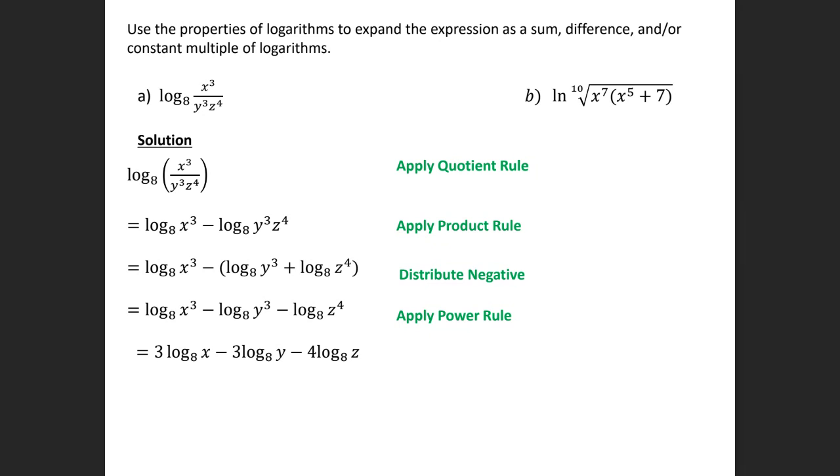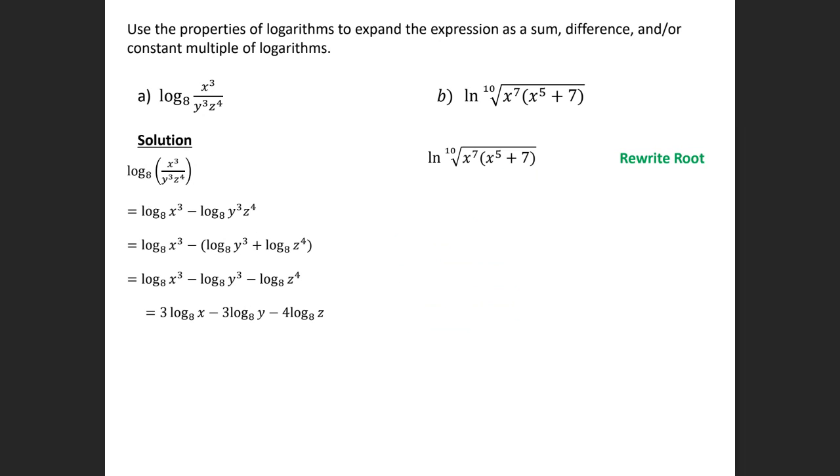All right, let's do B. We have a natural log. So we have the natural log of the 10th root of z to the 7th times x to the 5th plus 7. So first, let's rewrite this as an exponent so we can see the power. So we have natural log of z to the 7th times x to the 5th plus 7, all of this to the 1/10th power.